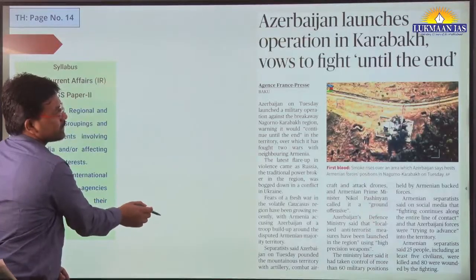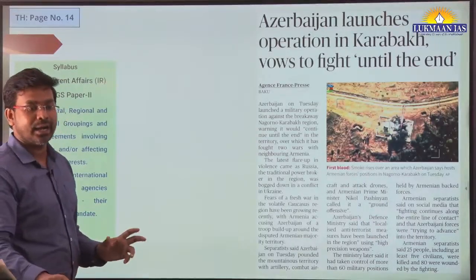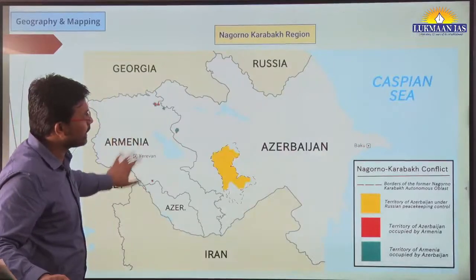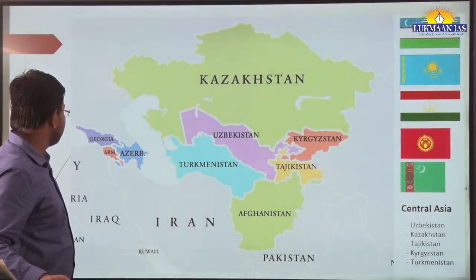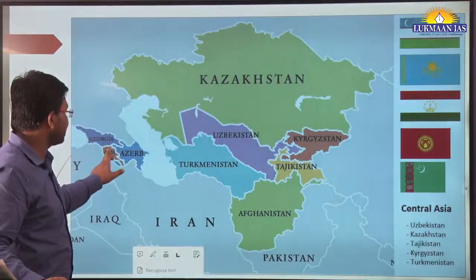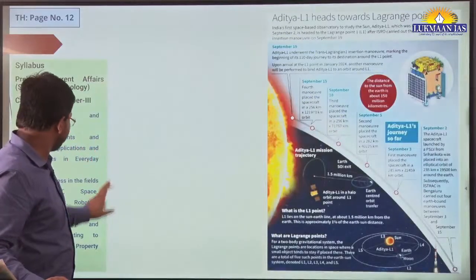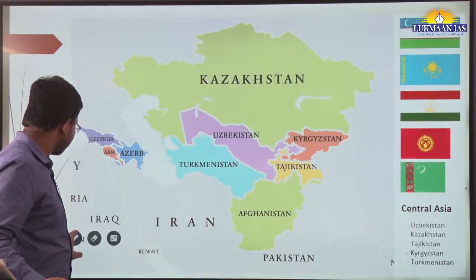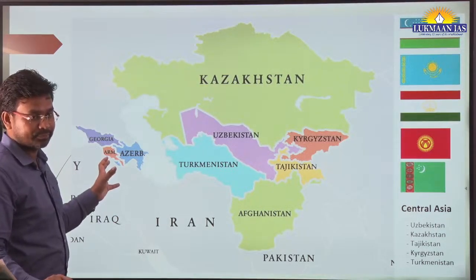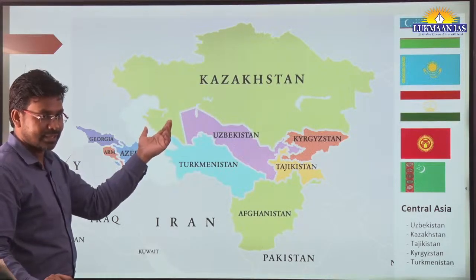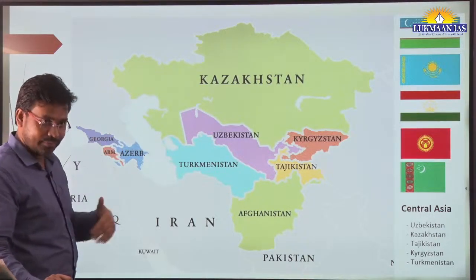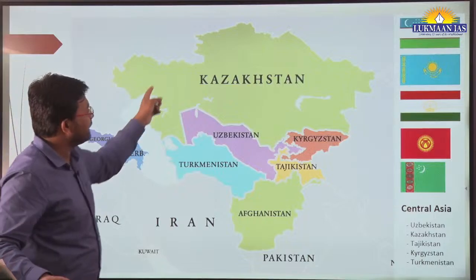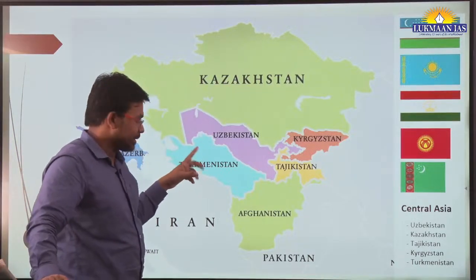So this Azerbaijan and Armenia, I mean the Nagorno Karabakh region, the conflict is between these two countries. This is Azerbaijan, this is Armenia, and this is the Caspian Sea. We have discussed the Caspian Sea also, right? Yes, sir. Yesterday I think we discussed it. Today we discussed the Red Sea, and these are the Central Asian countries that we discussed earlier.